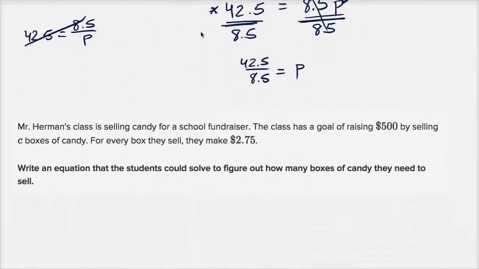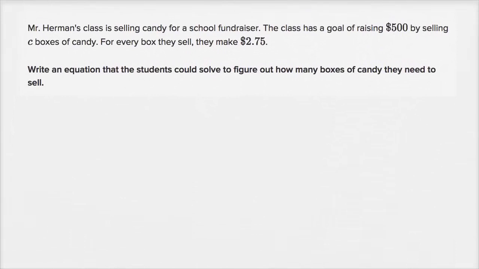Let's do one more of these. Good practice. Mr. Herman's class is selling candy for a school fundraiser. The class has a goal of raising $500 by selling C boxes of candy. For every box they sell, they make $2.75. Write an equation that the students could solve to figure out how many boxes of candy they need to sell.